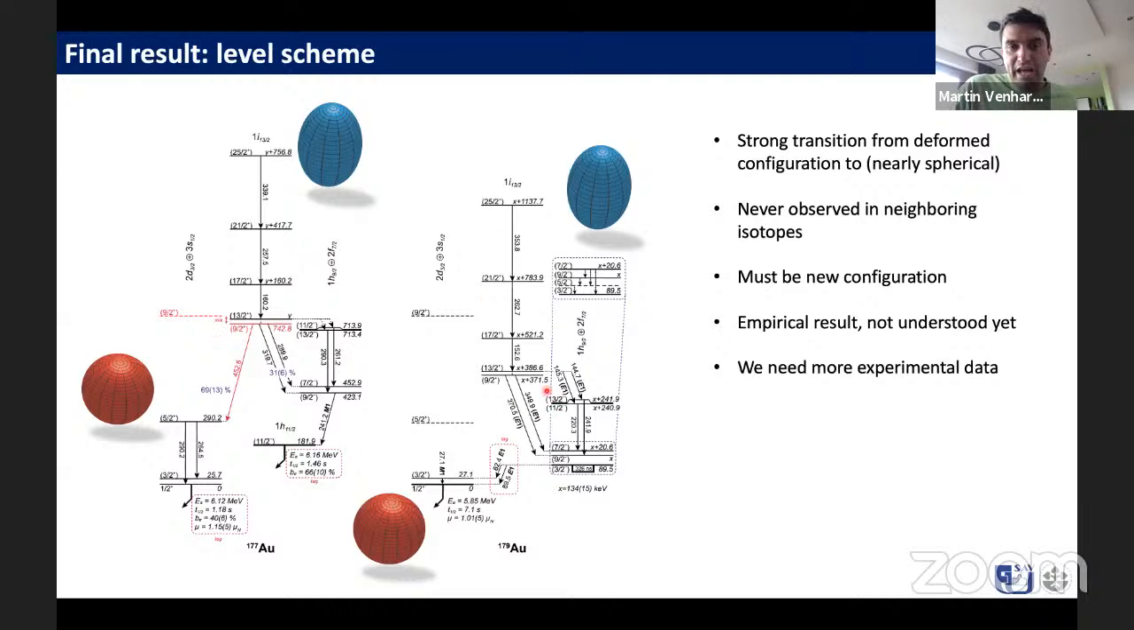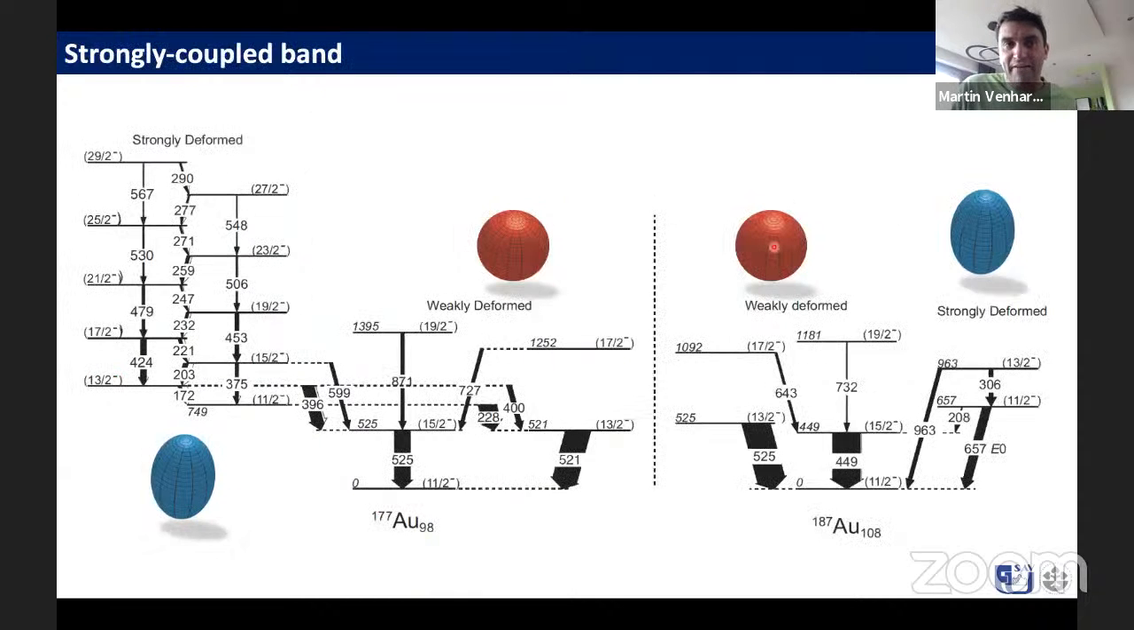Why does it not happen here? It's not clear. One possibility is that mixing is much weaker because these 9.5 plus states are far away, but it also does not happen anywhere else around, which means that this must be a completely new configuration, which is absolutely unexpected. To elucidate this, we still need far more data than we have.